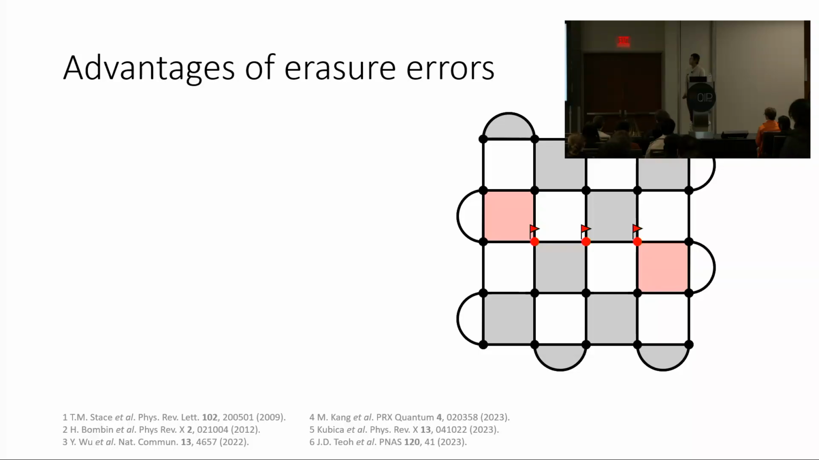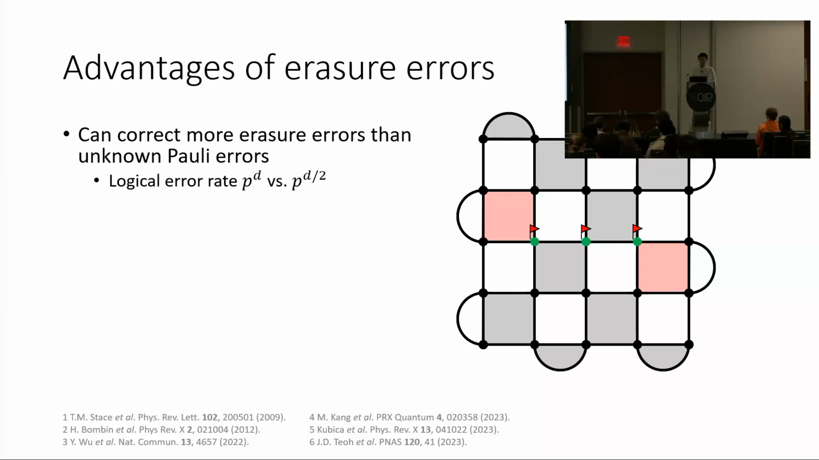But instead, if these were erasure errors, we would have some flags telling us, OK, these are the only places where errors could have occurred. If we know this extra information, then of course we would apply the corrections at the right locations, and that would take us back to the original code state. In general, if we have erasure errors, we could correct d-1 erasure errors, whereas for unknown Pauli, we would only be able to do (d-1)/2. For example, that would translate into a better logical error rate scaling.